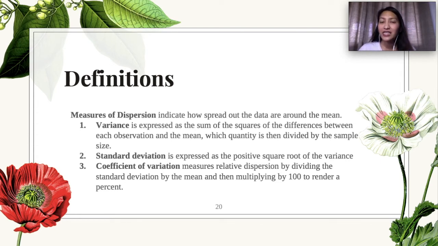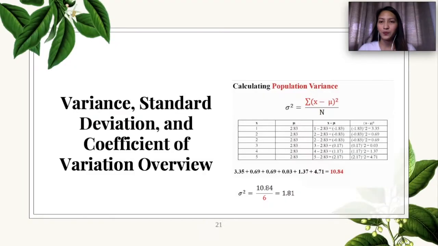Ang variance, it is expressed as the sum of the squares of the differences between each observation and the mean, which quantity is then divided by the sample size. Ang standard deviation naman is expressed as the positive square root of the variance. So, kinukuha ito sa value ng variance. Ang coefficient of variation naman, it is the relative dispersion by dividing the standard deviation by the mean and then multiplying by 100 to render a percent. Kinukuha naman yung coefficient of variation from standard deviation.